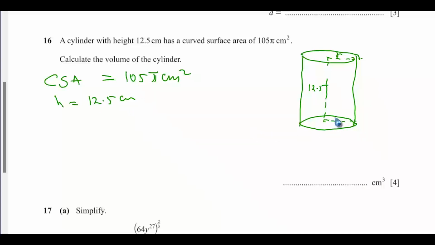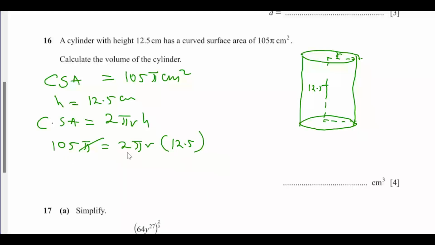So the curved surface area of a cylinder will be the circumference of the circular base multiplied by the height. So we can say curved surface area equals 2 pi r h. The circumference of the circular base is 2 pi r, then multiplied by the height h. So we know that 105 pi equals 2 pi r times 12.5.